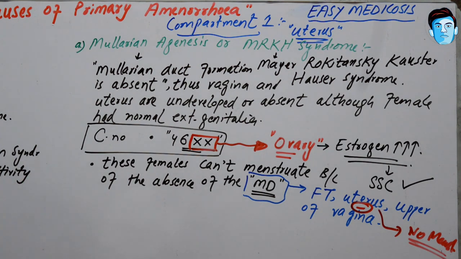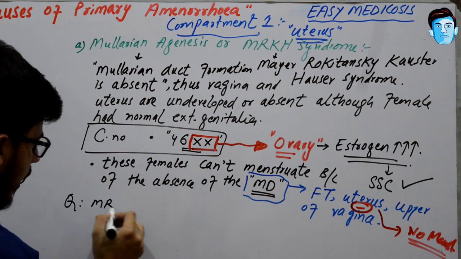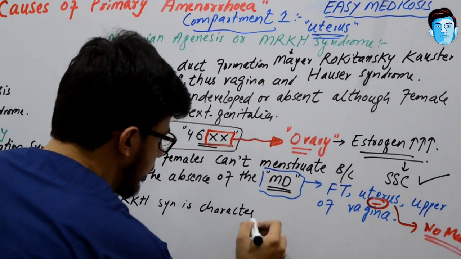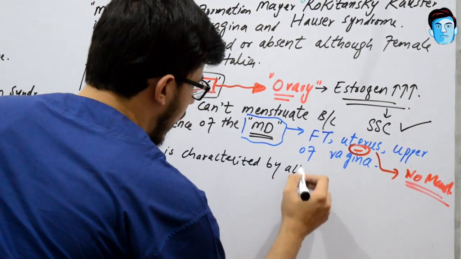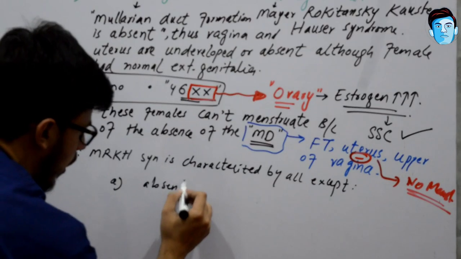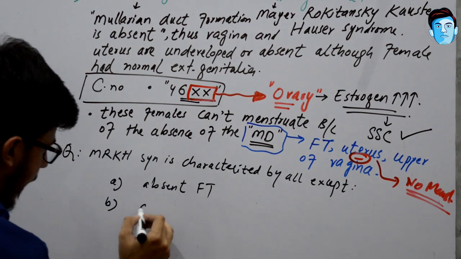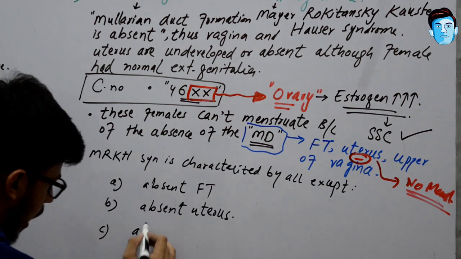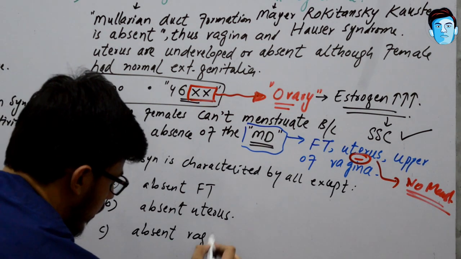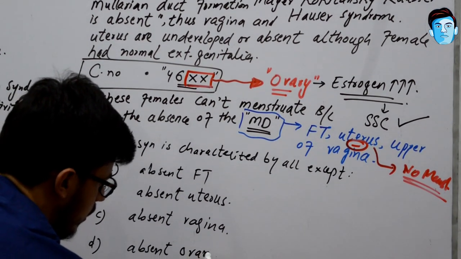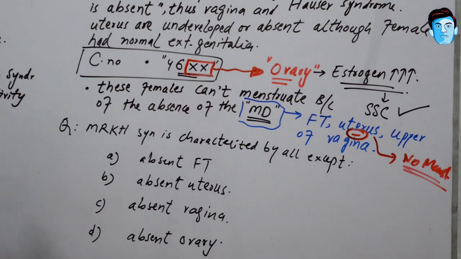So there is a question: MRKH syndrome is characterized by all except: option A, absent fallopian tube; absent uterus; absent vagina; and absent ovary.